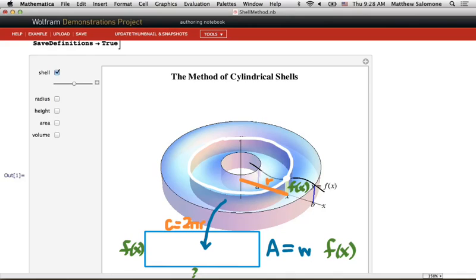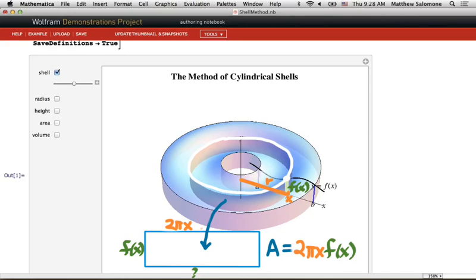And so what is my radius in this example? It's x. Because that's the point that we went out to here. So the circumference of my cylindrical piece here is 2 pi x. So that's the width of my rectangle when I lay it out on the table, and therefore the area is 2 pi x times f of x.